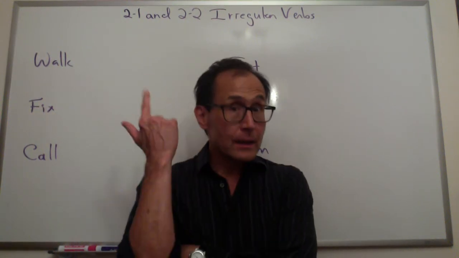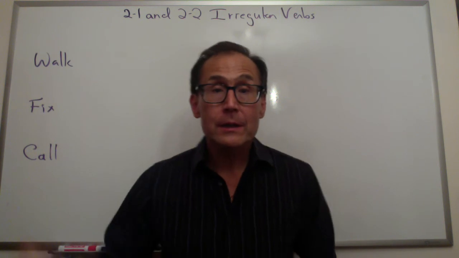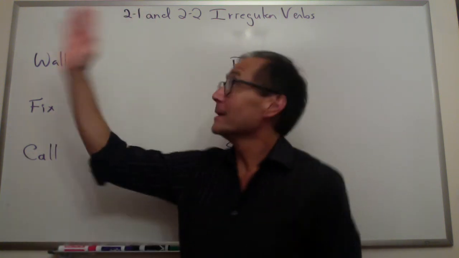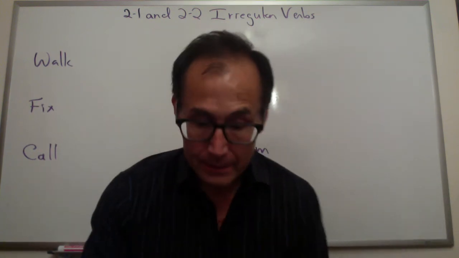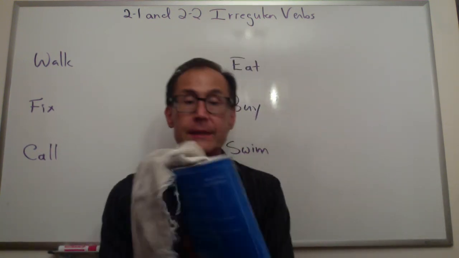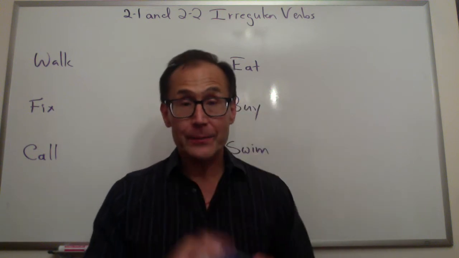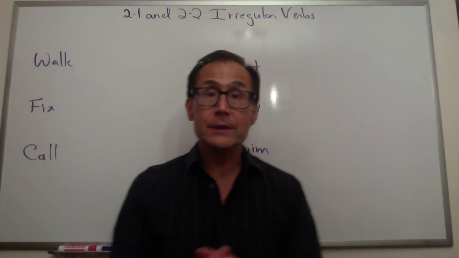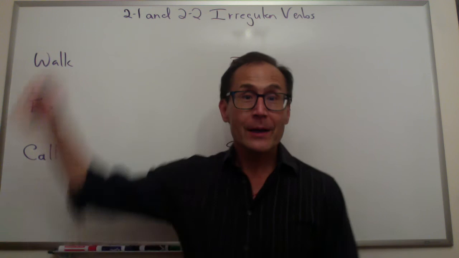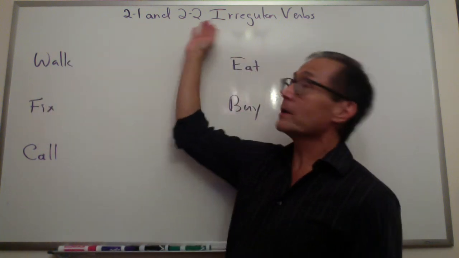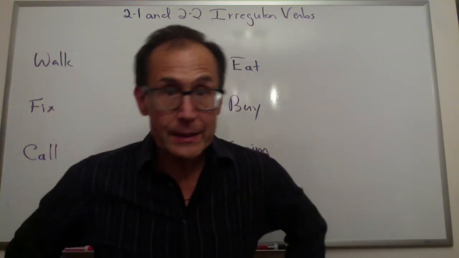Today I'm going to be talking to you about charts 2.1 and 2.2 in Understanding and Using English Grammar by Betty Azar. If you don't have the book, or if you are using a different edition, the information will probably still be helpful for you. What we're talking about are what are called irregular verbs in English.